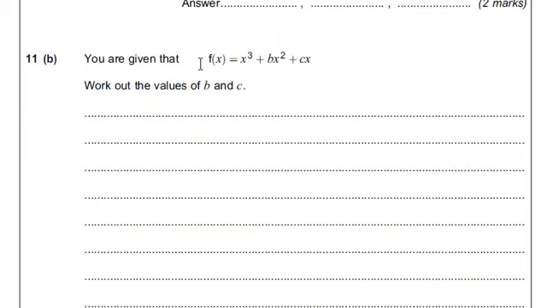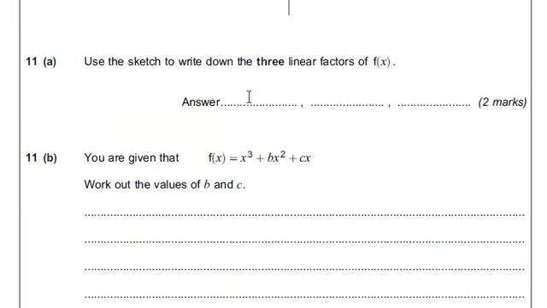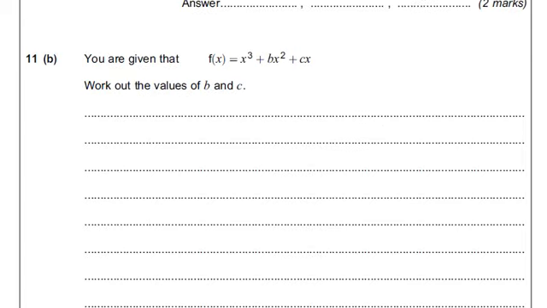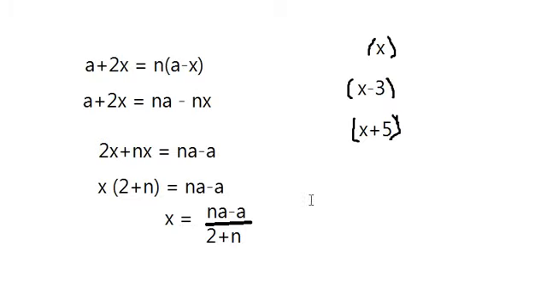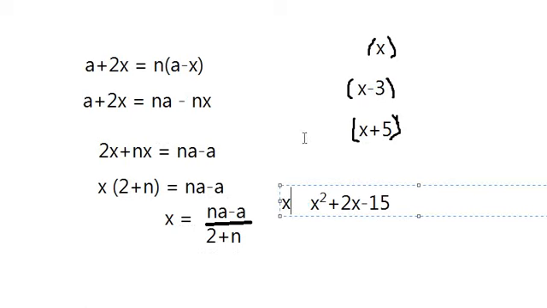So now we're given that f(x) equals x cubed plus bx squared plus cx. Now we need to find b and c, which is quite simple, because we have those 3 factors, and we know that cubic functions only have 3 factors because there's only x cubed. So we just multiply these 3 together. First do these 2 because they look a bit more complicated. x squared plus 2x minus 15, then the whole thing times x, because we have another factor called x.